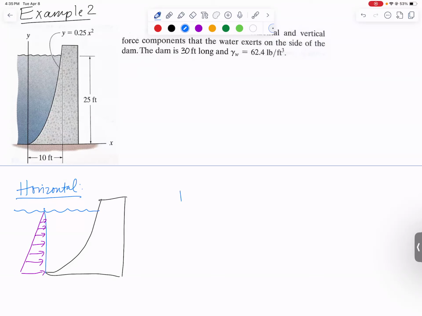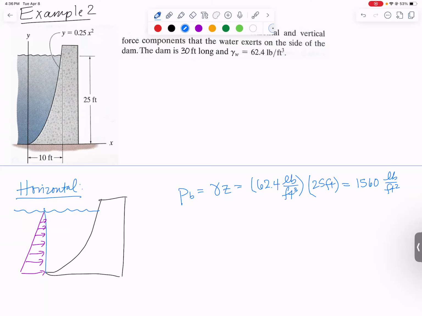So I need to find the pressure at the bottom. That's going to be gamma Z this time, no rho g's because we're not dealing with SI units. Well, gamma is 62.4 pounds per cubic foot. And the depth at the bottom was 25 feet. And multiplying that out, I get 1,560 pounds per square foot pressure units.